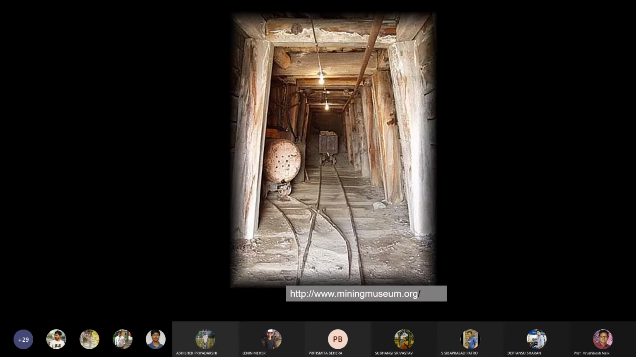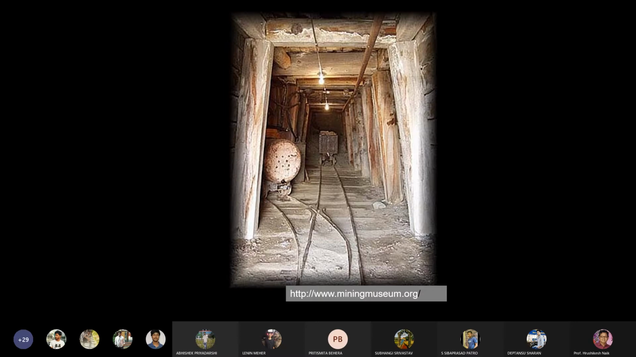So this is a view of an underground mine. You must have read about underground mining. This is the haulage road in the underground mine. It's a mine car, and these are the supports given. This is the gallery in which the mining is carried out. This is underground mining, not open cast mining.